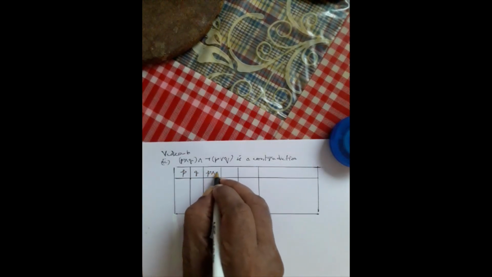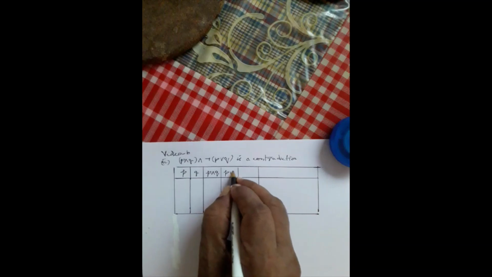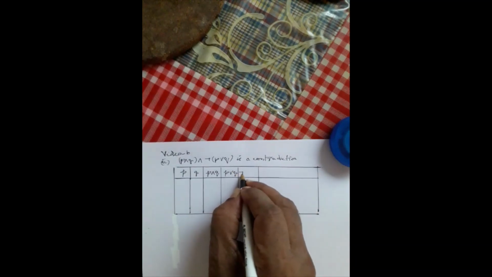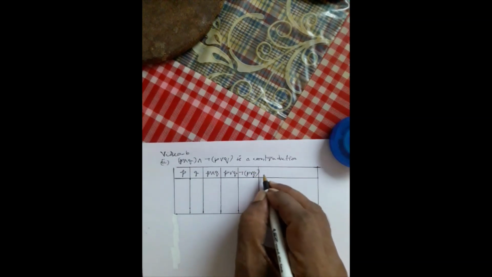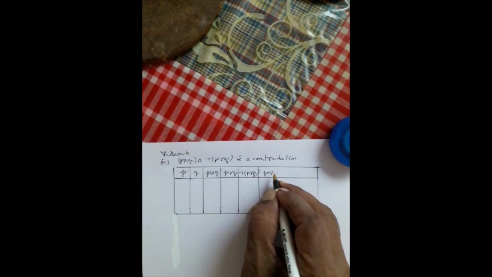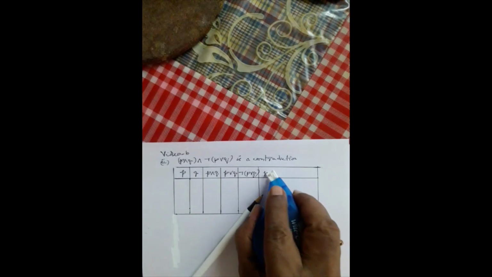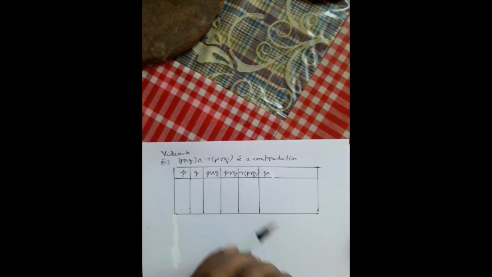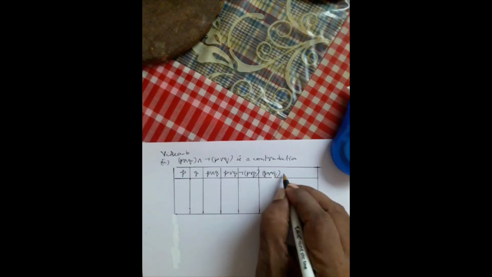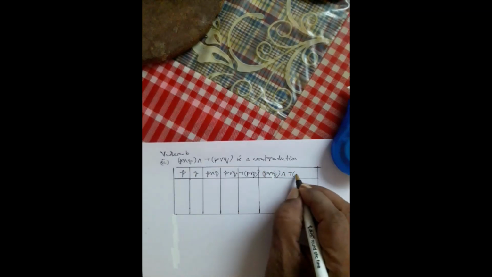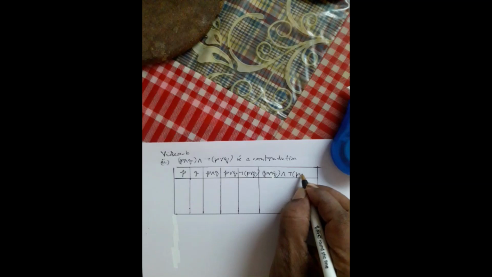So the next one, P and Q. The next one is P or Q. The next one is negation of P or Q. The next one is the required one, P and Q and negation of P or Q.